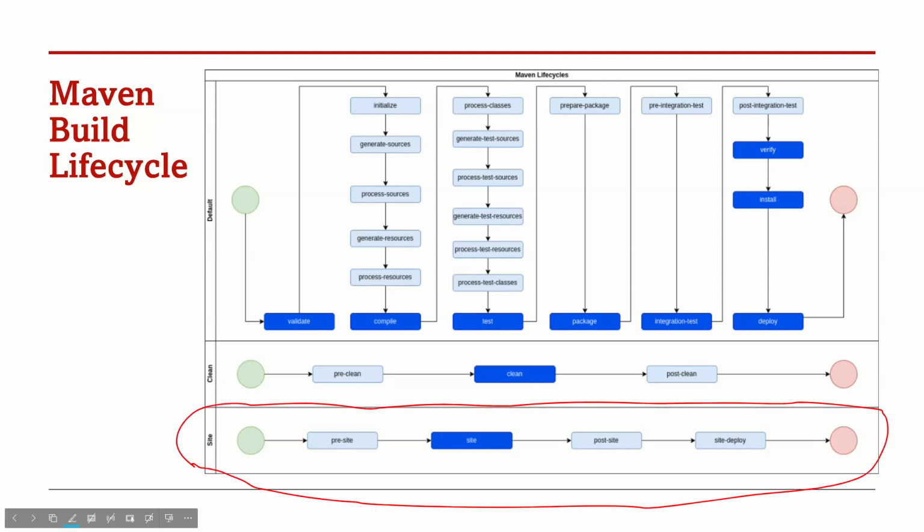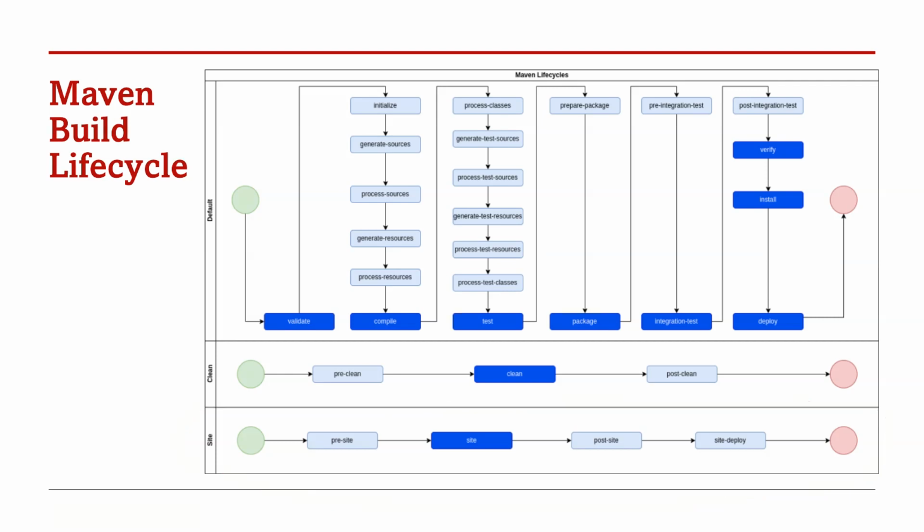Lastly, we have the site lifecycle, which focuses on generating project documentation, reports, and a project website. The site lifecycle includes phases such as site and deploy. Running the site phase generates project documentation and reports, while the deploy phase deploys the generated site documentation to a remote server. This is particularly useful for sharing project information with stakeholders and team members.